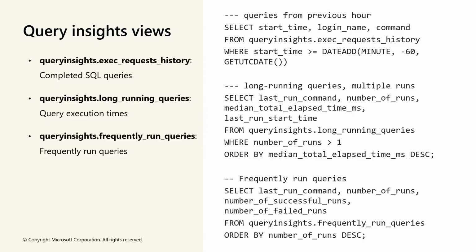Next, we can get details of long-running queries that have been run more than once from the Query Insights long-running queries view. This query identifies long-running SQL commands that have been used more than once and returns them in descending order of their median time to complete. This will help us identify repeat offenders. We can then use the Query Insights frequently run queries view to return details of successful and failed runs for frequently run commands. Then we can correlate any long-running repeat offenders with failed queries. Now that we've identified different levels of bad actors, we can act and save the day.